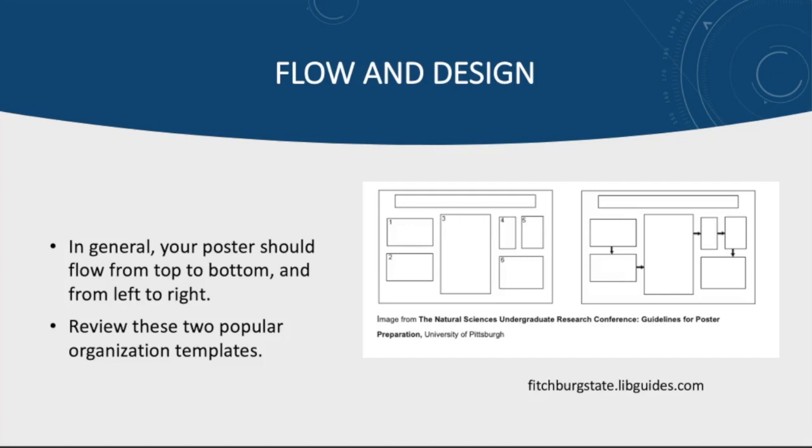For flow and design, we're going to talk a little bit about this. In general, your poster should flow from top to bottom and from left to right. These are two very popular organization templates. You'll notice at the top of both templates, there's the area for the title. Then the sections are broken down where it flows from top to bottom and left to right. Your introduction should almost always be in that top left corner, and then you can decide from there where your information will go. This is just very easy for the eyes to follow the information.